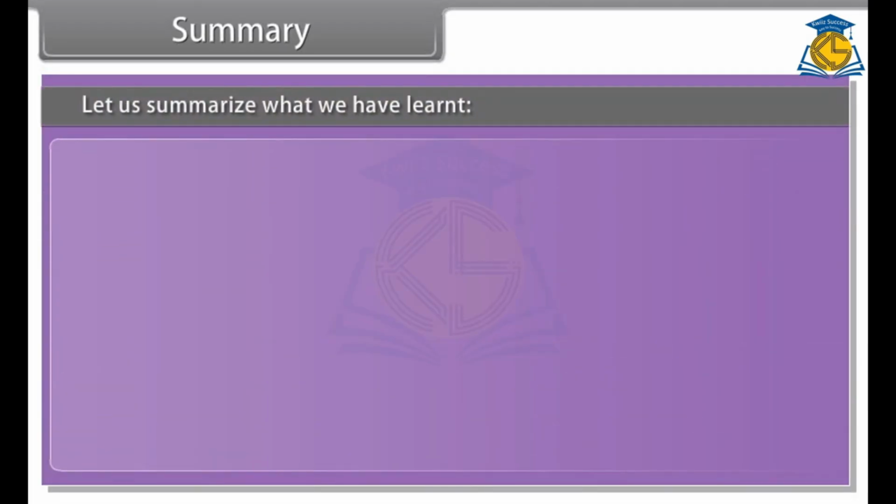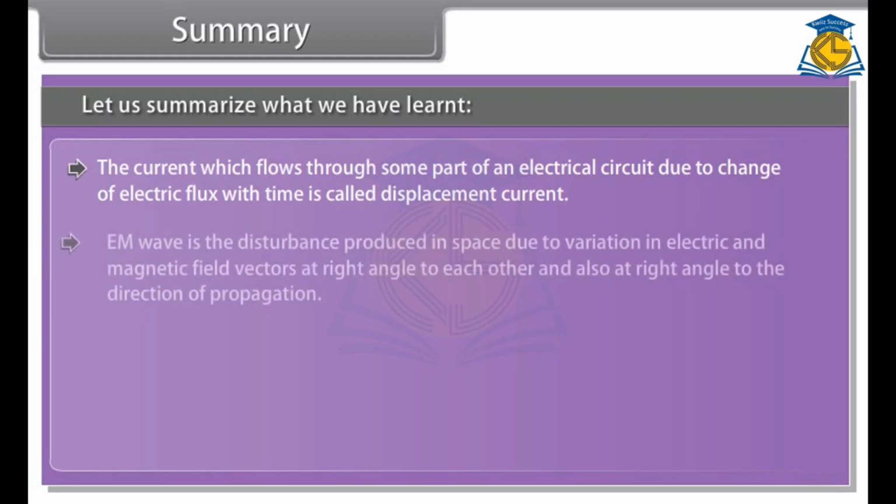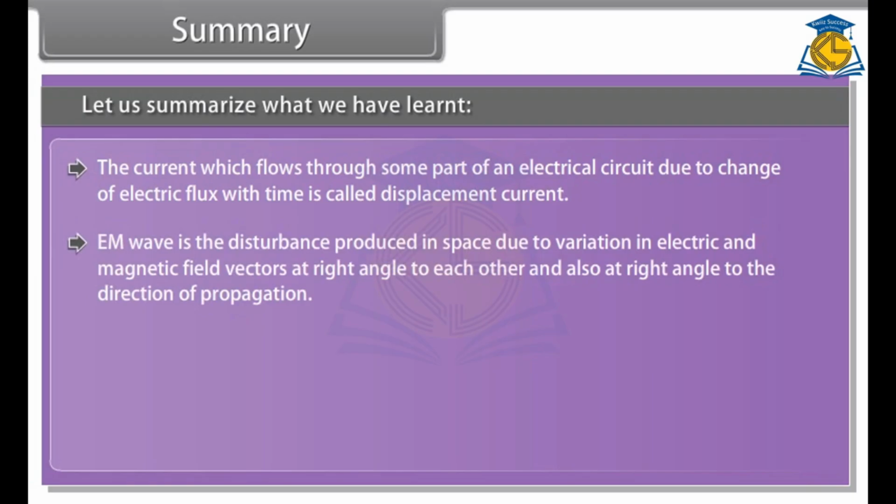Summary. Let us summarize what we have learned. The current which flows through some part of an electrical circuit due to change of electric flux with time is called displacement current. EM wave is the disturbance produced in space due to variation in electric and magnetic field vectors at right angle to each other and also at right angle to the direction of propagation.